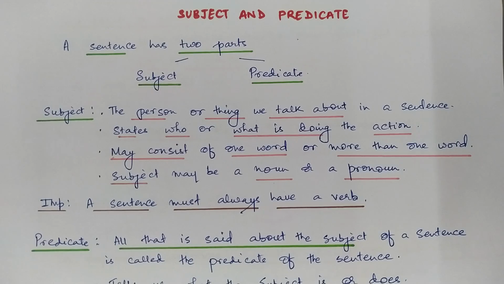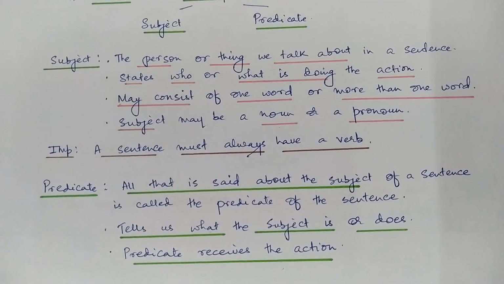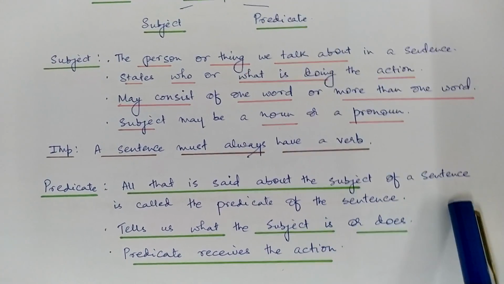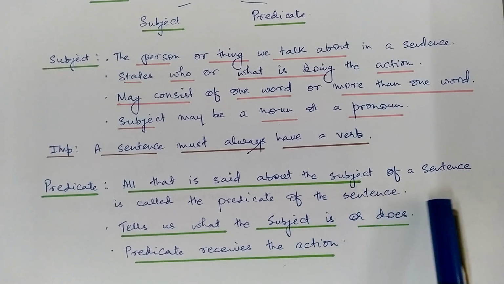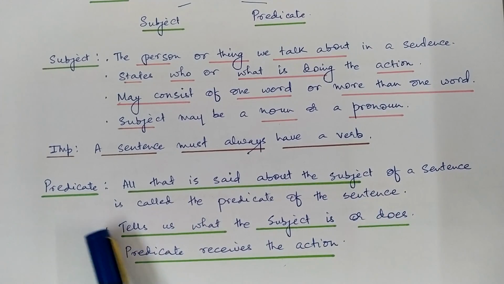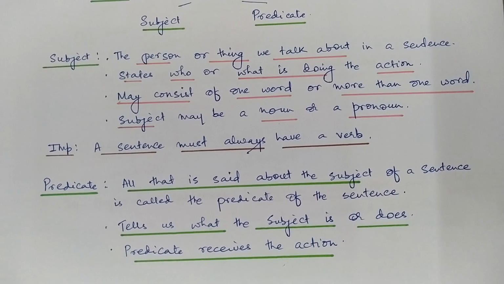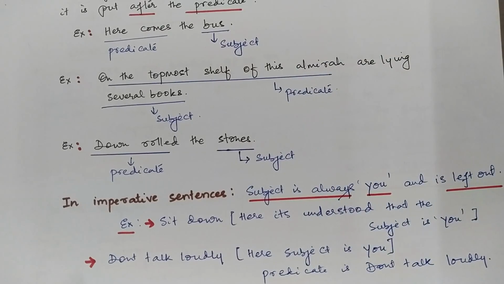Now what is a predicate? All that is said about the subject of a sentence. We have first identified the subject in a sentence. Now all that is being said about the subject of a sentence is a predicate. It is called the predicate of the sentence. It tells us what the subject is or does. Predicate receives the action. So children, two main parts, subject and predicate, and I hope you have understood what is a subject and what is a predicate.